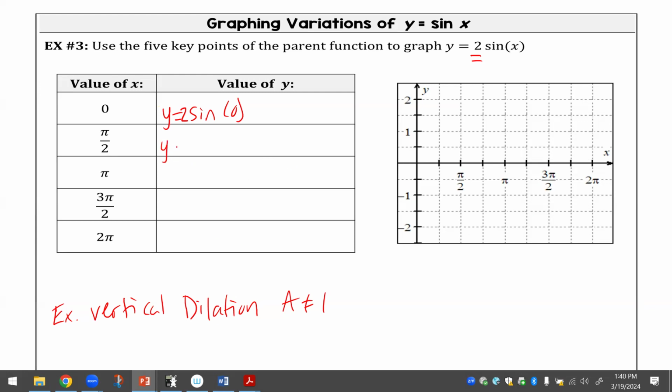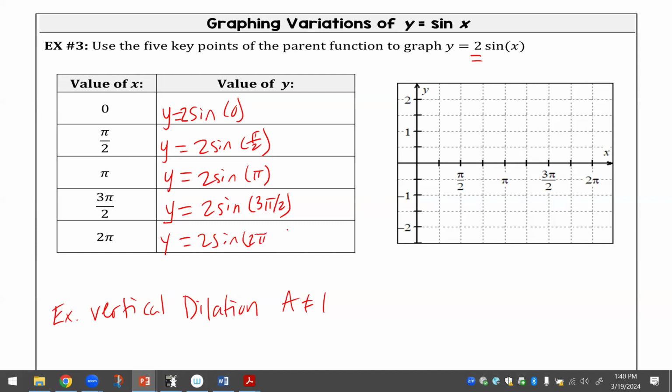Then we have y equals 2 sine of pi over 2. Then y equals 2 sine of pi. And y equals 2 sine of 3 pi over 2. And y equals 2 sine of 2 pi.